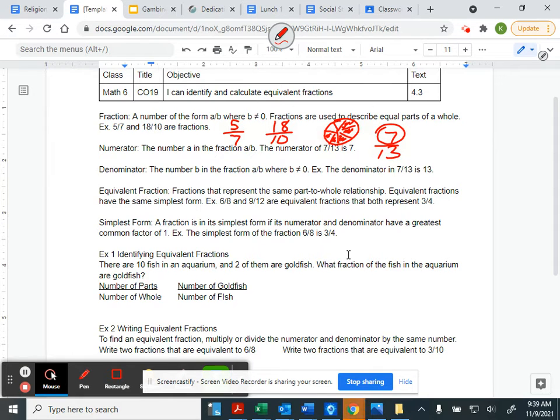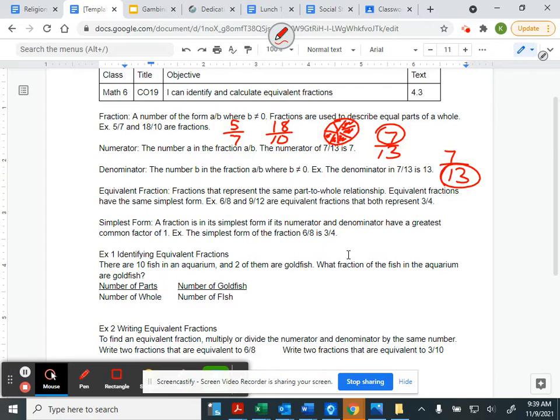The denominator, B, in the fraction A/B, where B is not equal to 0. So if we have that denominator of 7/13, that would be the bottom. Numerator is the top, denominator is the bottom. Equivalent fractions are fractions that represent the same part to whole relationship. Equivalent fractions have the same simplest form.